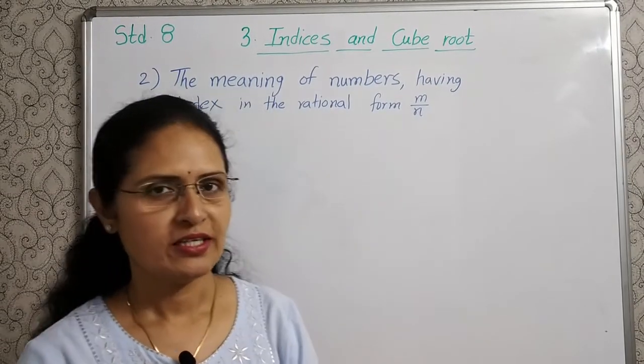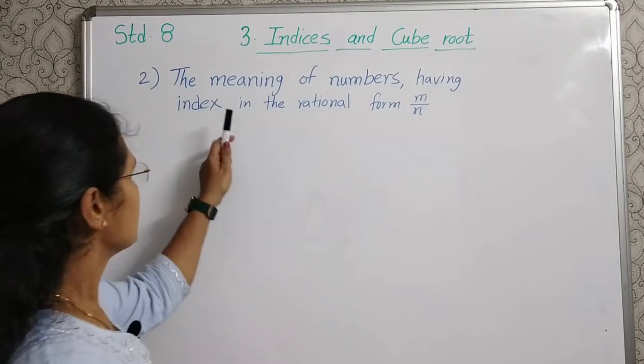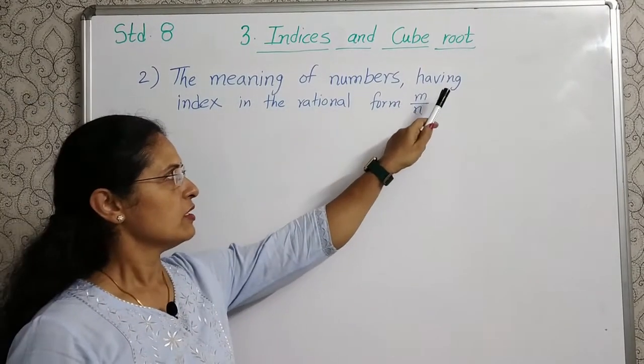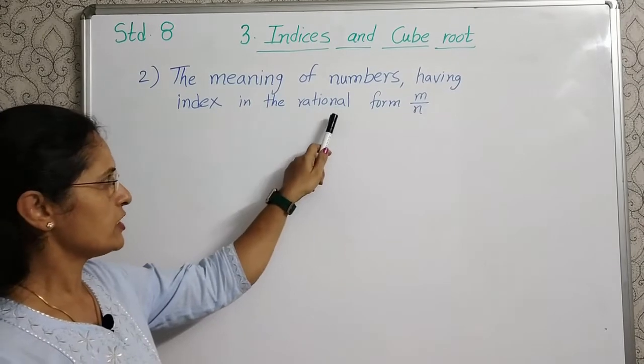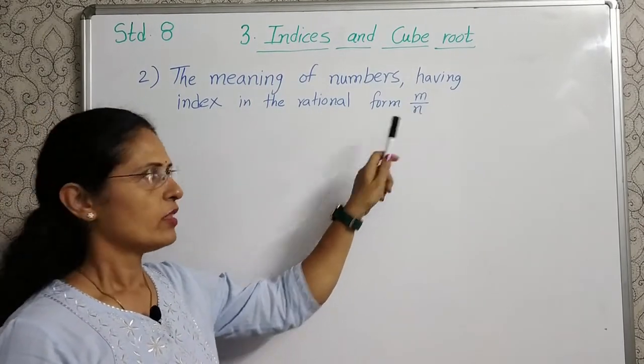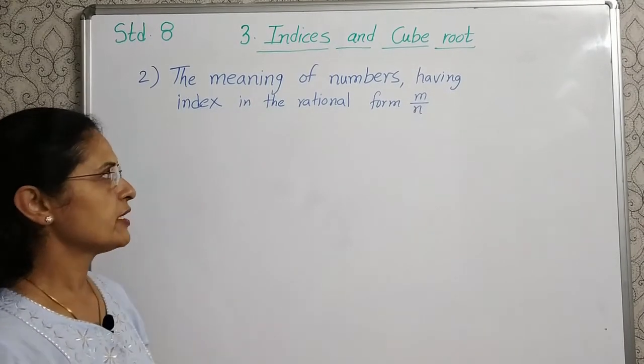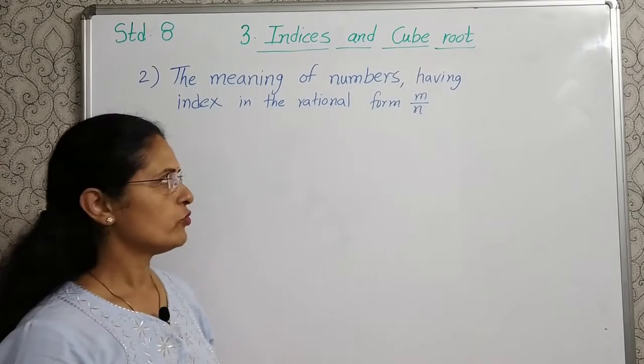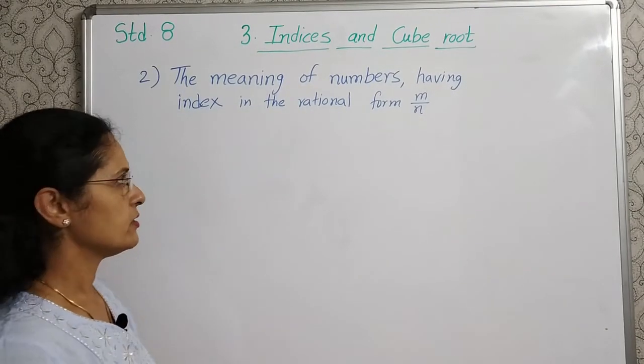I am Nilima Patil. In this video, you will study the meaning of numbers having index in the rational form m by n. Now this rational number can be 2 by 3, 3 by 4, 2 by 5, like that.